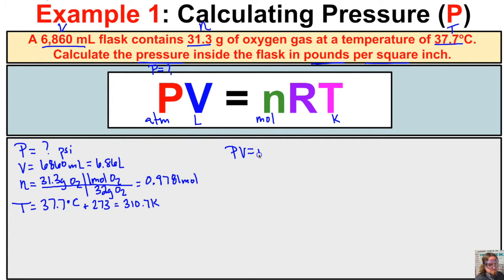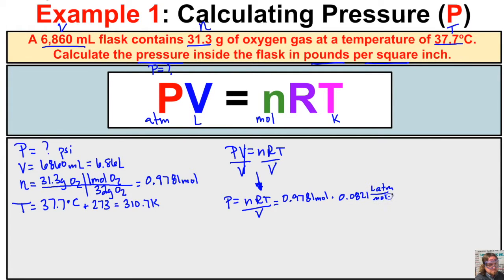So we know that PV equals n times R times T, and we're asked to figure out the pressure. So we're going to divide both sides by V. V is going to cancel here, and so the formula that we're going to use to solve this problem is the pressure equaling n times R times T all over V. The number of moles of this gas is 0.9781 times R. R is our universal gas law constant, which is 0.0821 liters times atmospheres over moles times Kelvin.